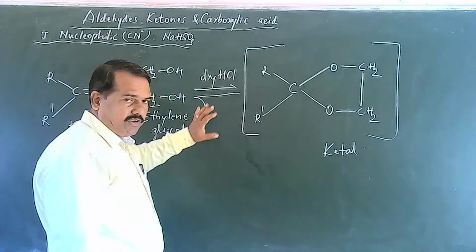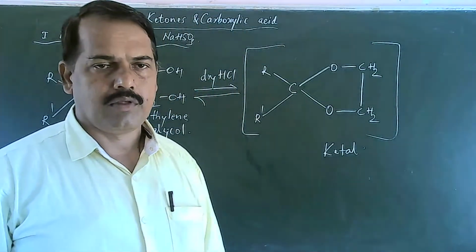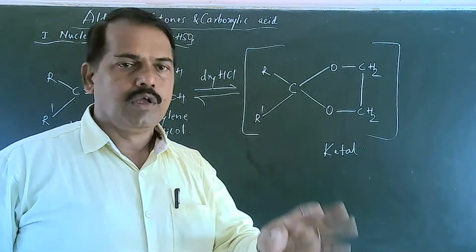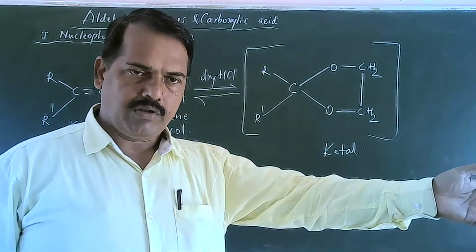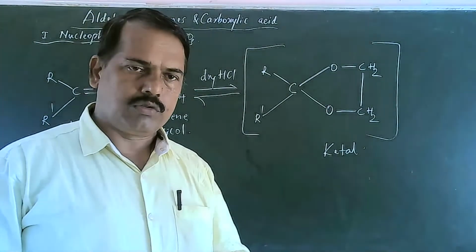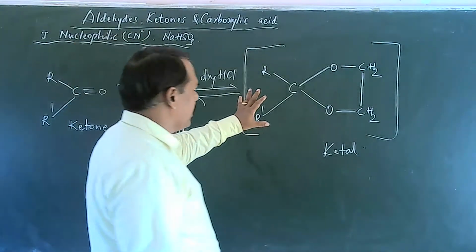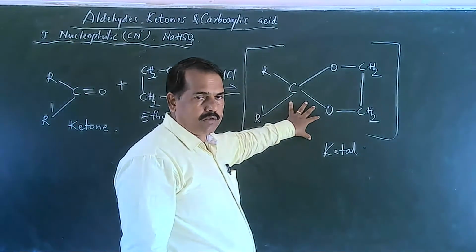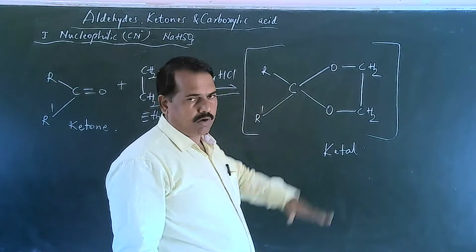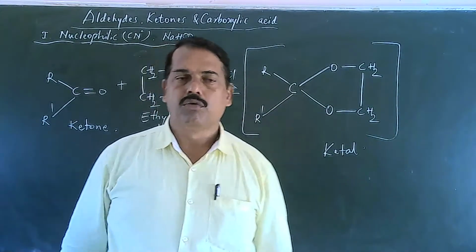So, ethylene glycol. What is the reaction condition? The reaction is reversible, and it favors the product formation by the removal of the water molecule. So here dehydration takes place.